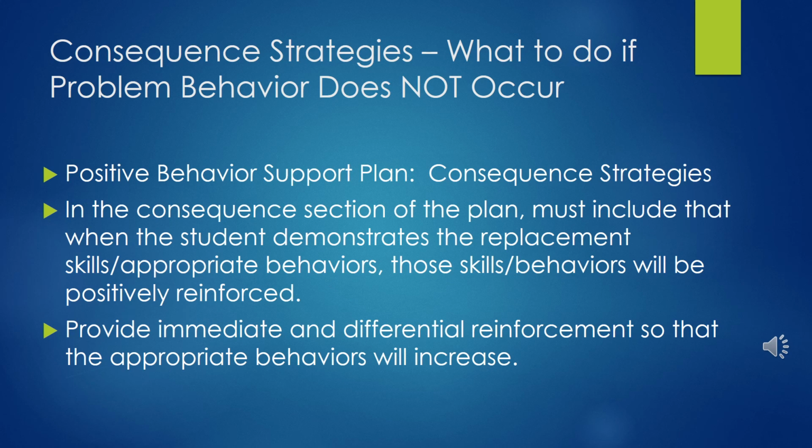So as I mentioned before, in your positive behavior support plan, there's a consequence section for consequence strategies. And in this section of the plan, you must include that when the student demonstrates the replacement skills or appropriate behaviors, those skills or behaviors will be positively reinforced. And you want to provide immediate and differential reinforcement so that the appropriate behaviors will increase. So that has to be included in the behavior plan. And because it's in the IEP and part of the plan, then all staff working with the student need to remember that. It is extremely important for the success of the plan.